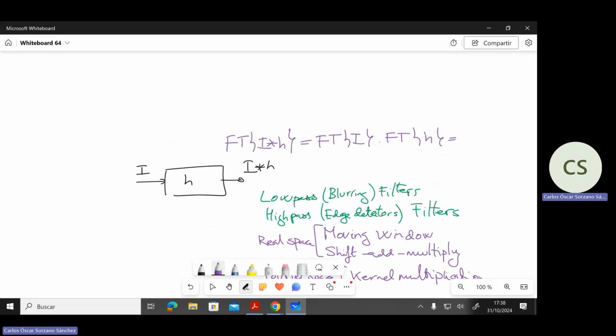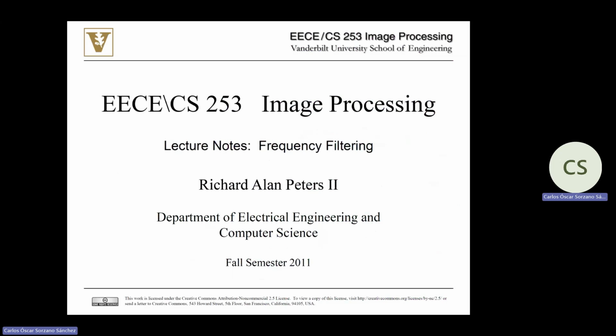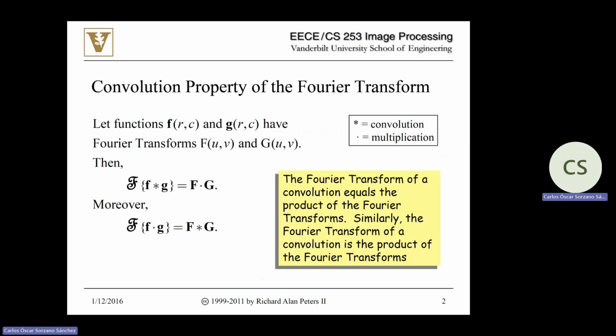We also write it this way. So when we put hats in this context, it is Fourier transform. So the Fourier transform of the result is just the multiplication of the two Fourier transforms. So let's see how to do that. Okay, this is the property I just mentioned. If you have the Fourier transform of the convolution, it is the multiplication of the two Fourier transforms.